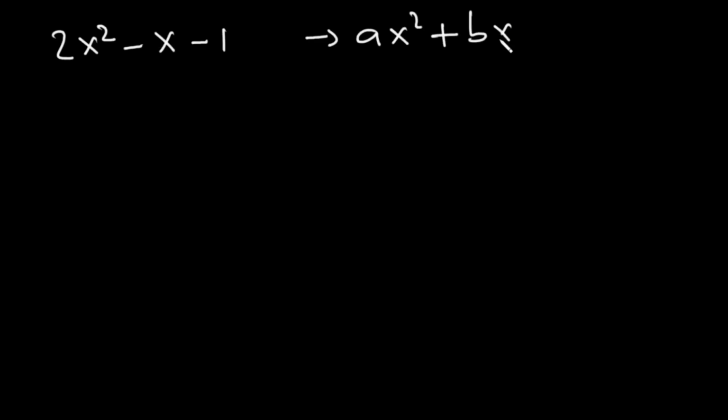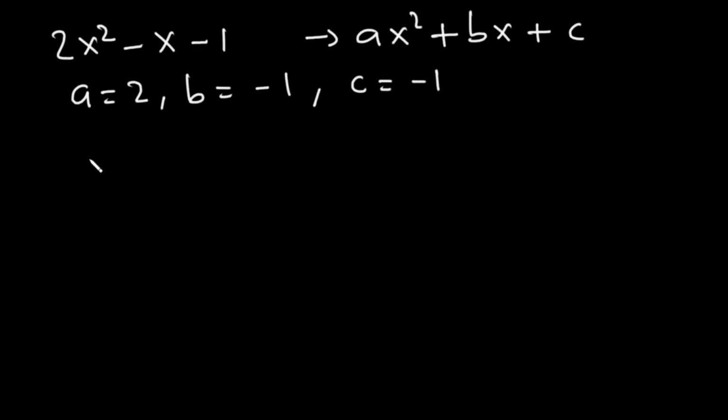So let's try this together. Given a quadratic equation, 2x squared minus x minus 1, what is the discriminant of this equation, and what is the nature of its roots? We all know that any quadratic equation is of the form ax squared plus bx plus c. So doing some form of comparison, we know that a is equal to 2, b is equal to -1, and c is also equal to -1.